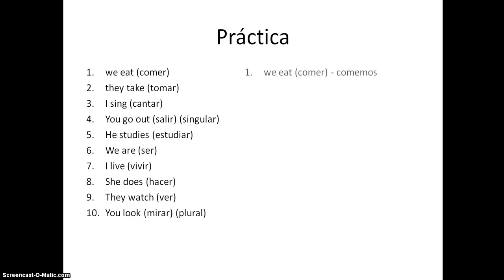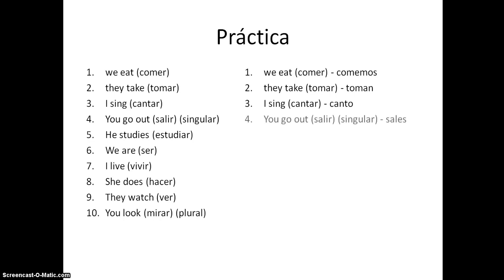Okay, so number 1 should be comemos. Número 2, toman. Número 3, canto. Número 4, sales. Remember, this is a singular you form. Número 5, estudia. Número 6, somos. This is irregular.